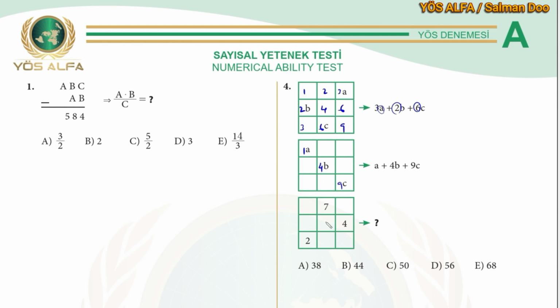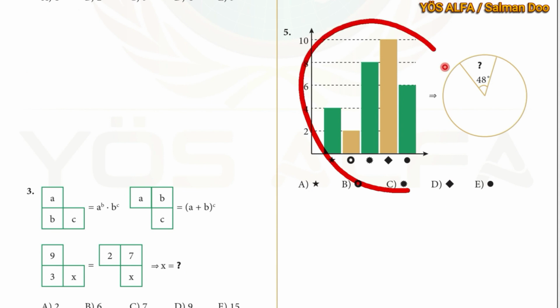So to find the solution of the third table, since the coefficient of the second square for the first row is 2, we will multiply this 7 by 2. And for 4, we have 6 as a coefficient, and for 2 in the third row, we have the coefficient 3. So the result is going to be 2 times 7 is 14, 6 times 4 is 24, 3 times 2 is 6, and the summation of all these is 44. The answer is B.